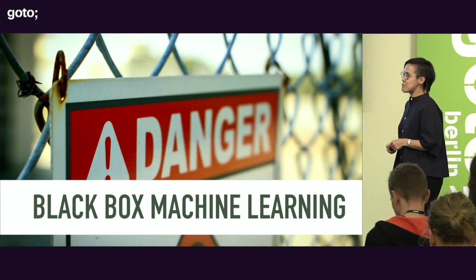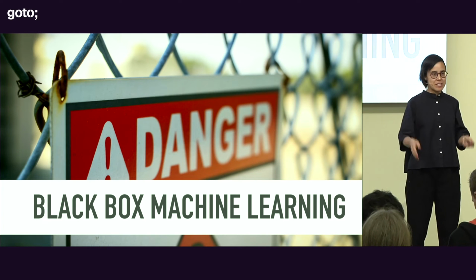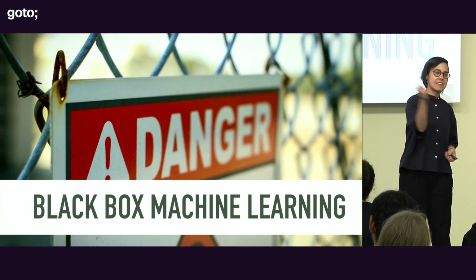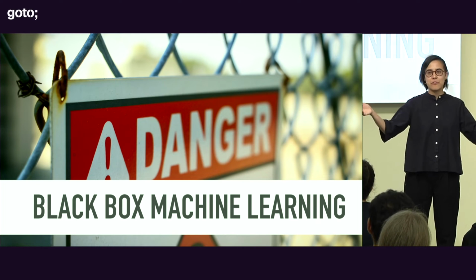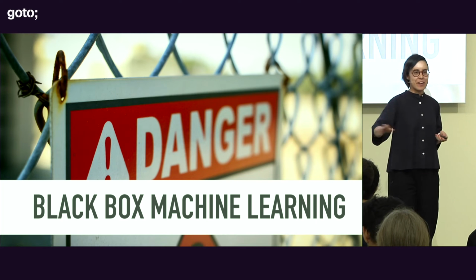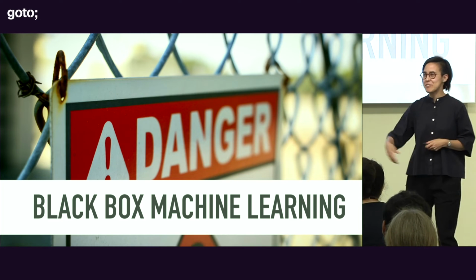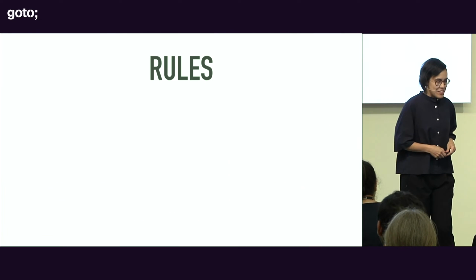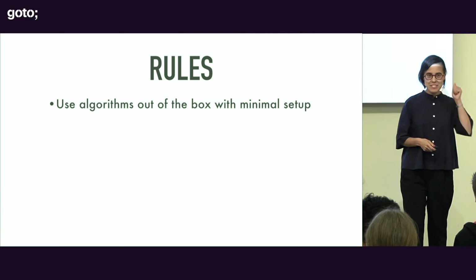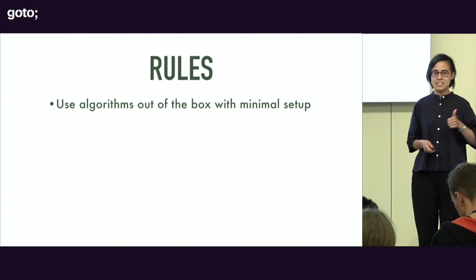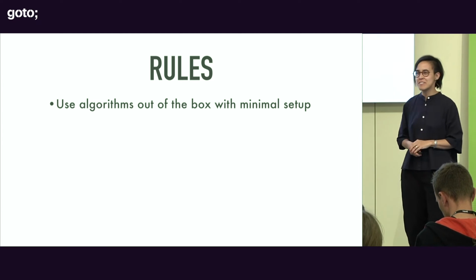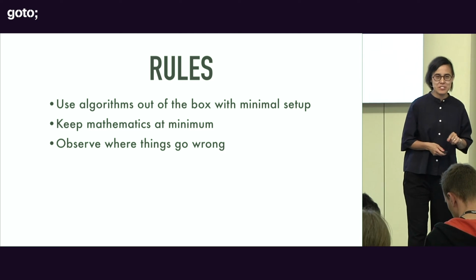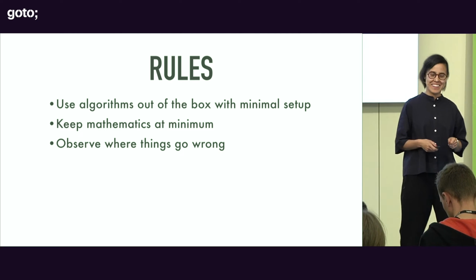So I want to talk about black box machine learning. And what I mean by black box machine learning is you get some data, you take an algorithm, you just stick the data into that algorithm, you get a result, you look at performance, you say, OK, this works fine. We are done, ship it or give it to the client, and everything is fine. This is what I mean by black box. So the rules for this talk: let's use algorithms out of the box without any setup. Let's not look at parameters, etc. Keep mathematics to a minimum, and just observe where things go wrong and why.